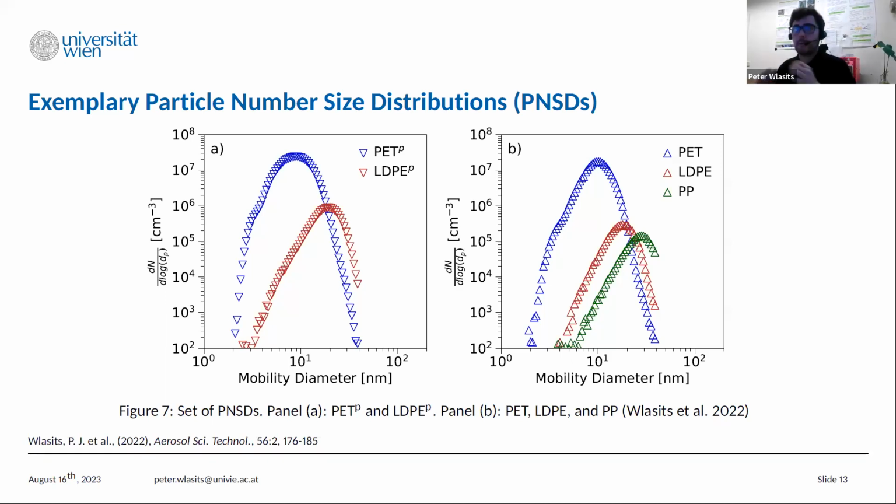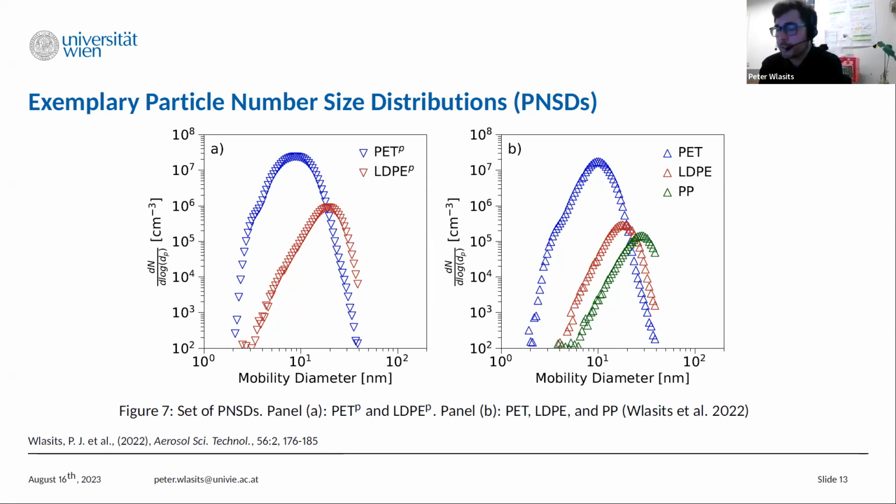I want to show some exemplary particle number size distributions here in two panels. In panel A, you can see the size distributions for the higher purity materials. Panel B shows the size distributions for the commodity materials. On the x-axis, you always see the mobility diameter arising from the use of the DMA. On the y-axis, you see the normalized particle number concentration that I call concentration from now on in both cases. And if we take a look at panel A here, we see that the blue curve corresponds to higher purity PET, the red curve corresponds to higher purity LDPE, and it's distinctly different.